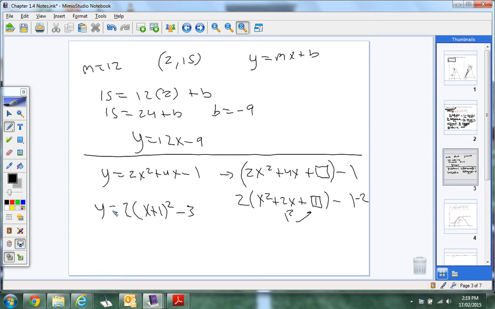So with that being said, what we just did is we found the vertex of, that was a previous problem. So what's the vertex? What's that? -1, -3. That's your vertex.